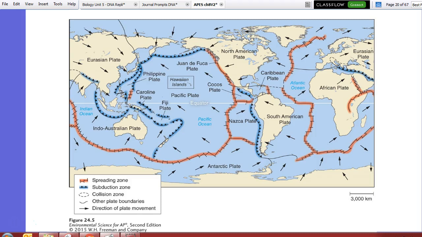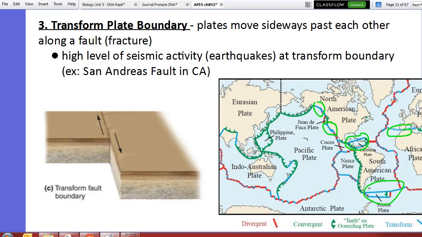And if we look at this, where exactly do they happen? Well, we saw the Ring of Fire. We also see some over by Europe and Asia, but mostly it's the Ring of Fire. All right, last one.